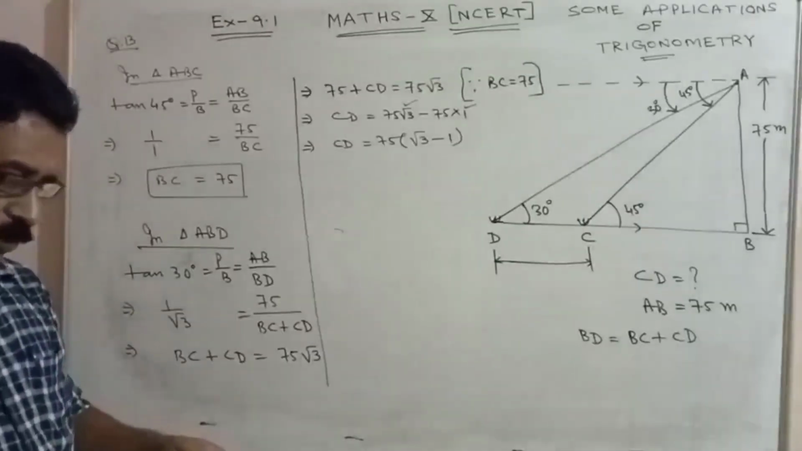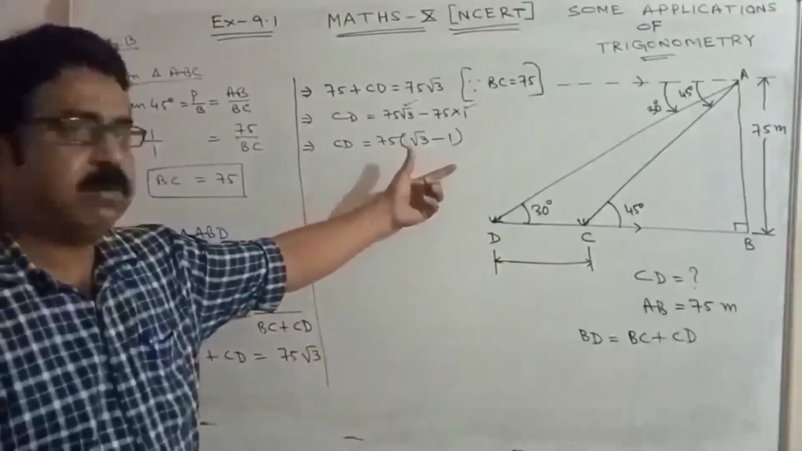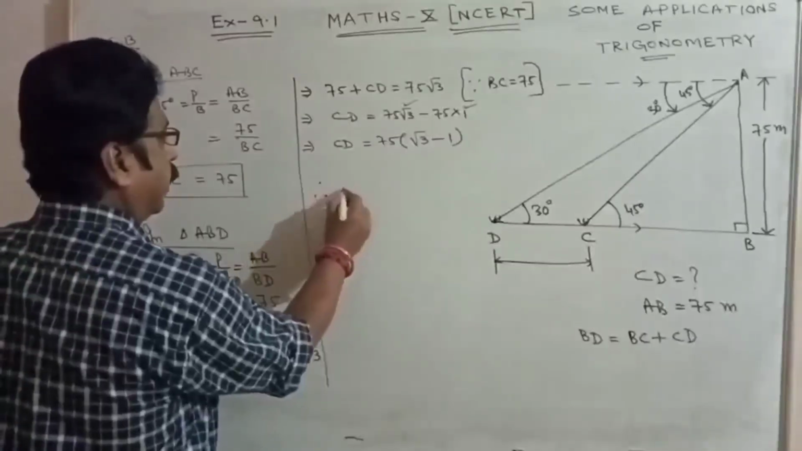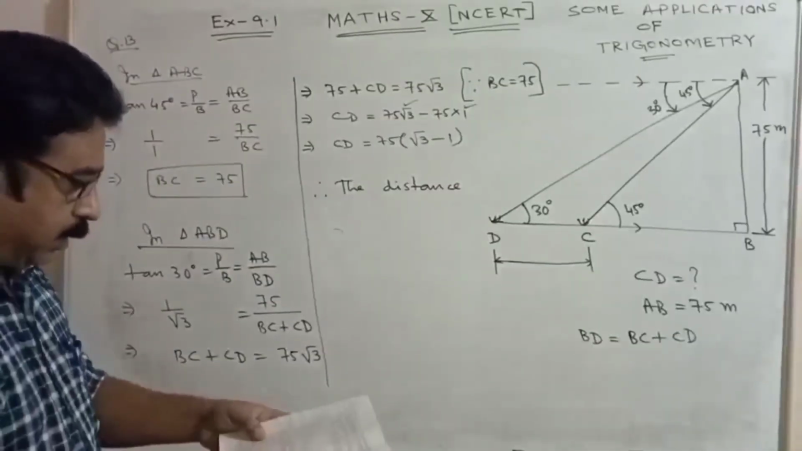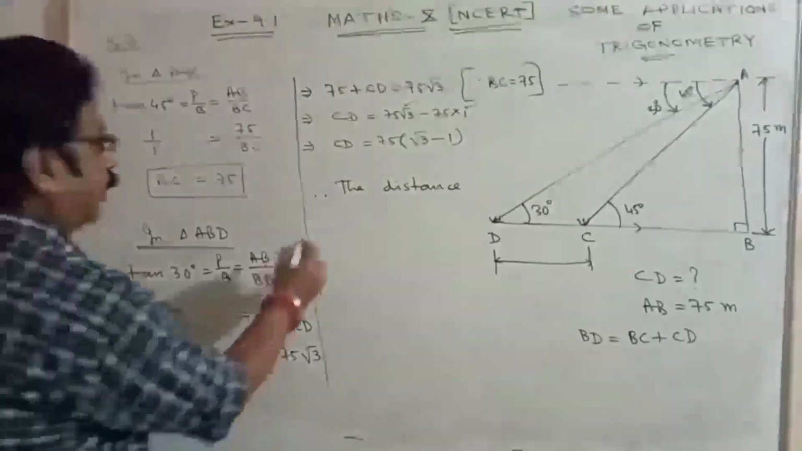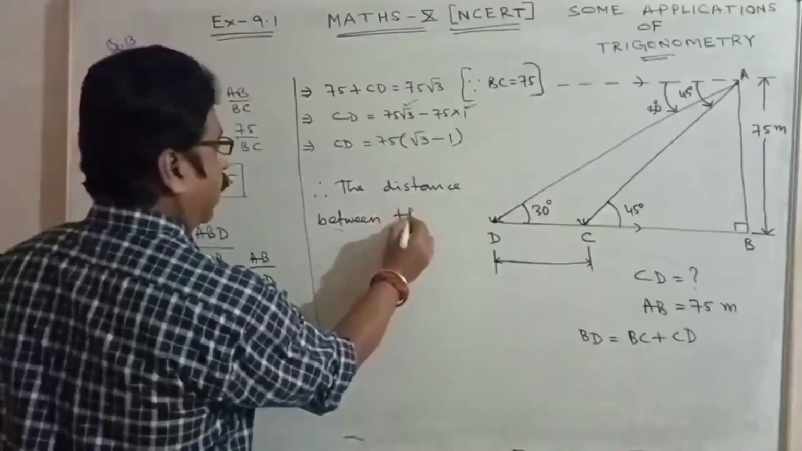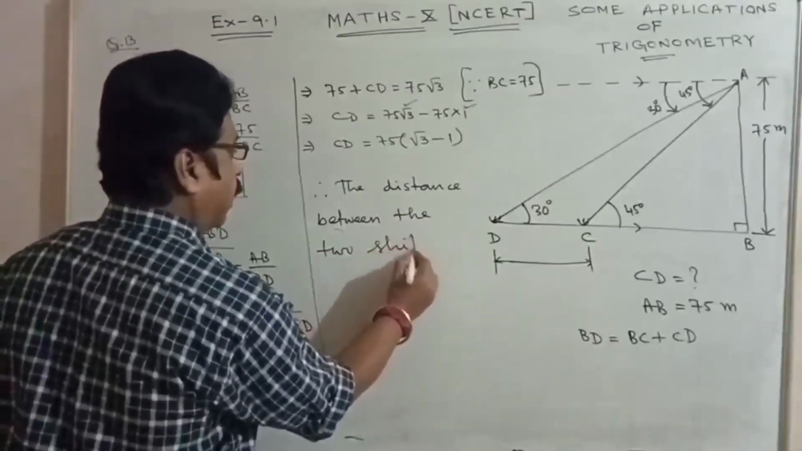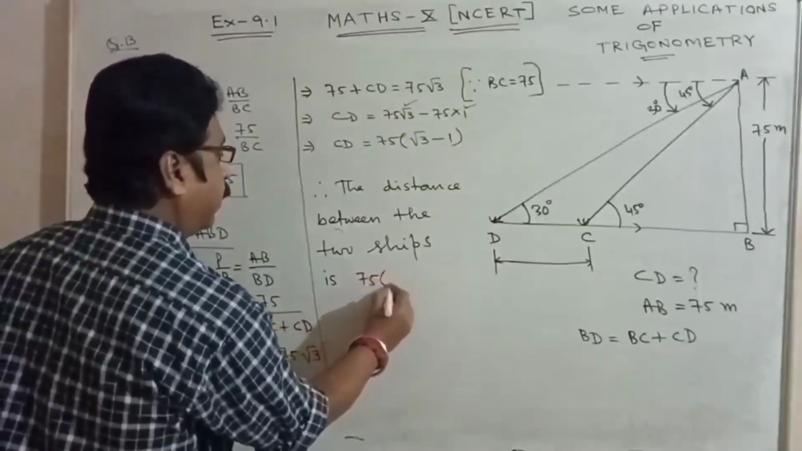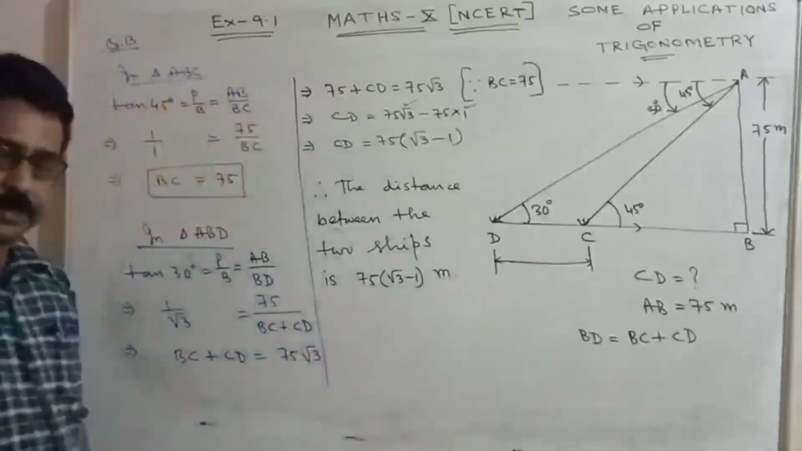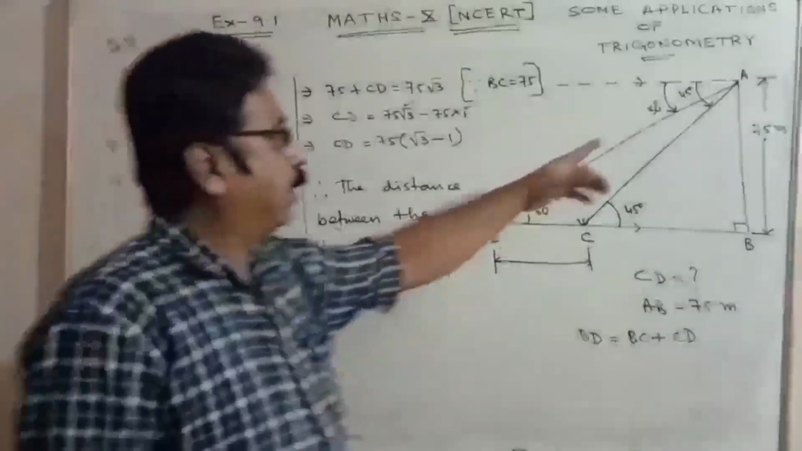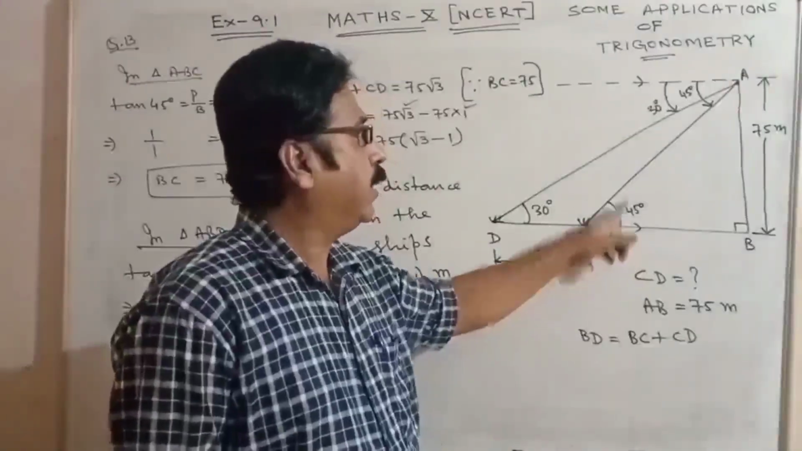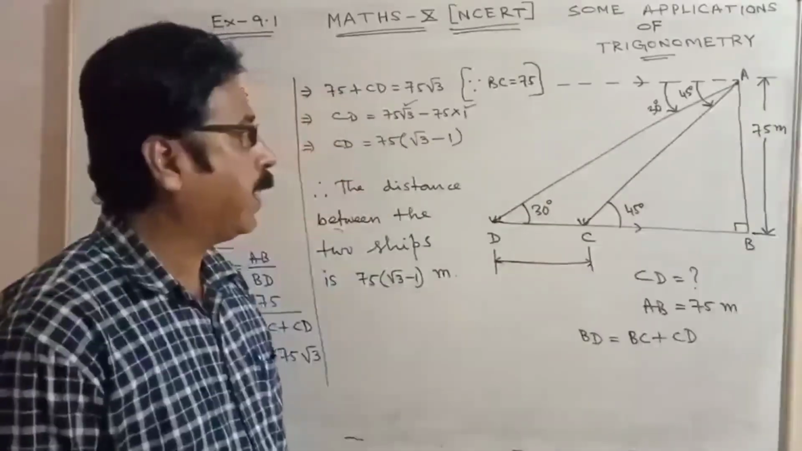Therefore, the distance between the two ships is 75 multiplied by root 3 minus 1 meter. Remember once again, this angle and this angle, they are alternate angles, they are equal. This 30 degree and 30 degree, they are alternate angles, they are equal.